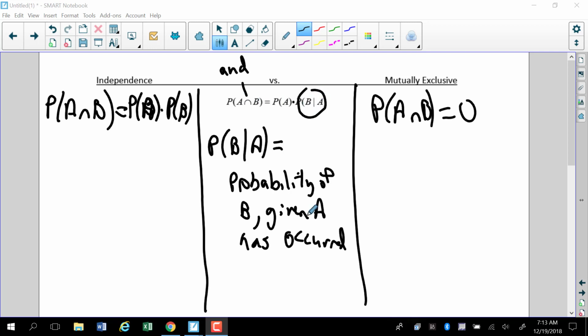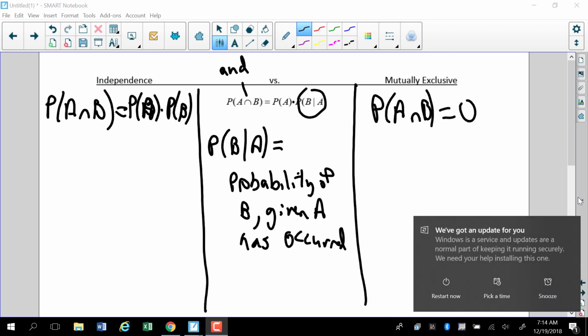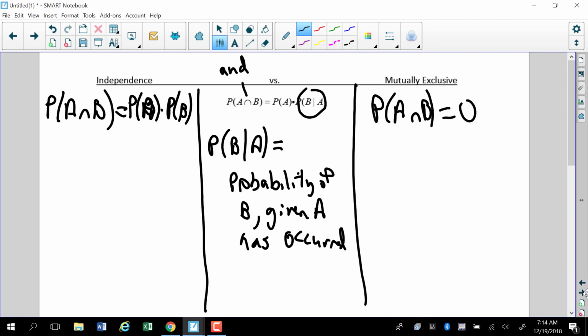If these events are independent, so if A has nothing to do with B, so if A's event does not affect the outcome of B, we call that independence. In which case, the probability of A and B is just the probability of A times the probability of B. If they're mutually exclusive, what that means is if A occurs, B cannot occur. And that means that the probability of these two events together is zero. So again, if A has occurred, then B cannot occur.